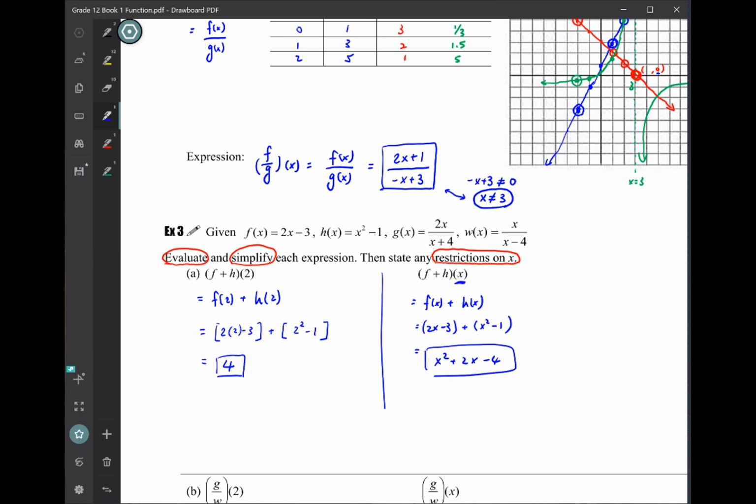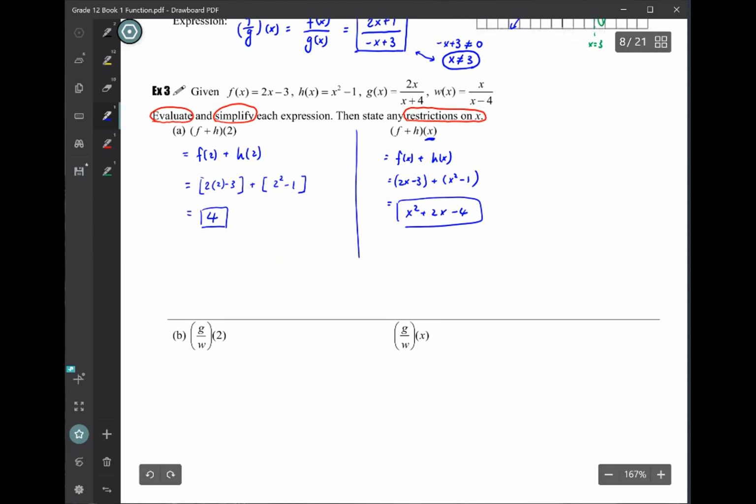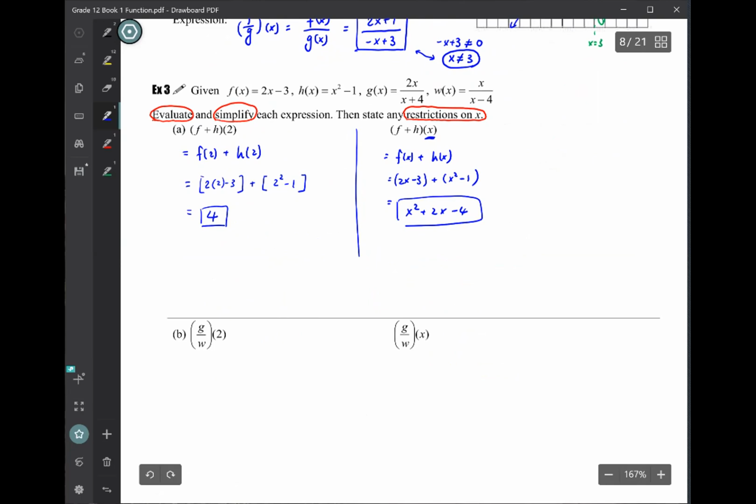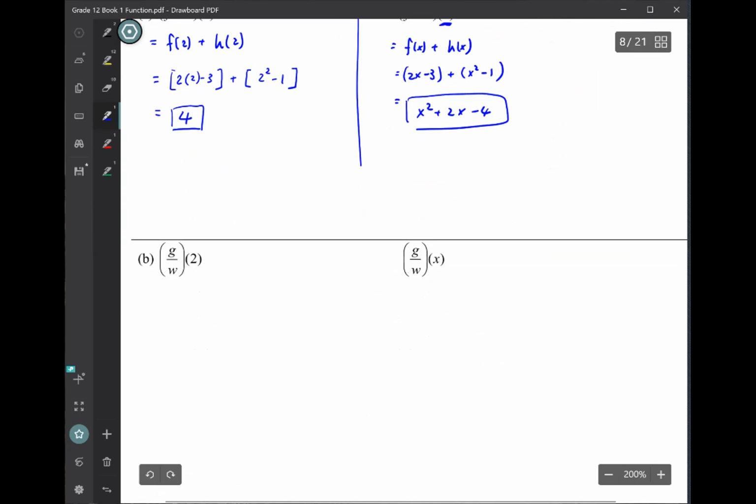Okay, so I'd like you to try the bottom 2. The bottom 2 are using different functions. One is using g and w, and one is for an input of 2, the other one is the x. And remember, we have rational functions here, so make sure you don't forget the restrictions. I'll let you try it for about 5 minutes, okay? And I'll ask for your answers.